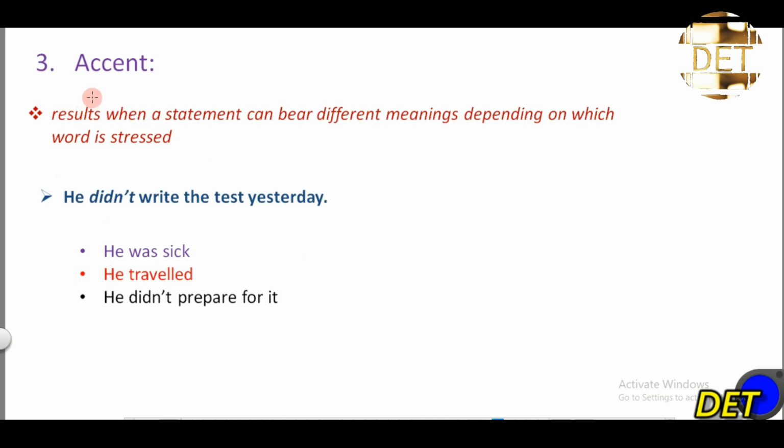So let's look at accent. Accent is a type of formal or logical fallacy which results when a statement can bear different meaning depending on the word that is stressed.